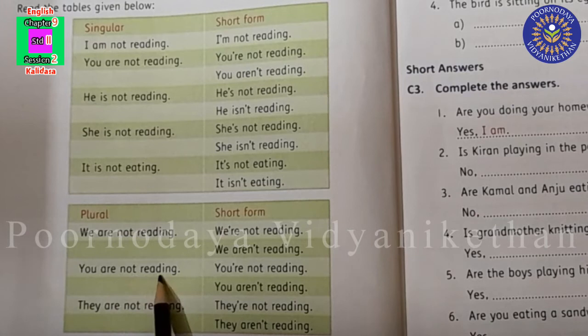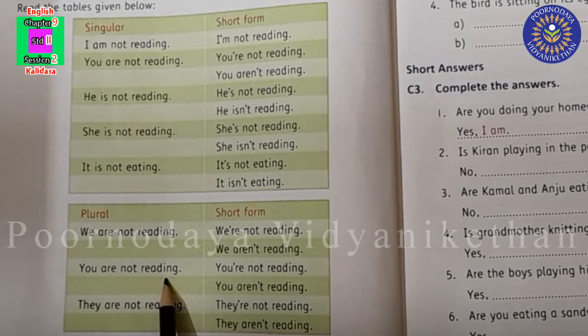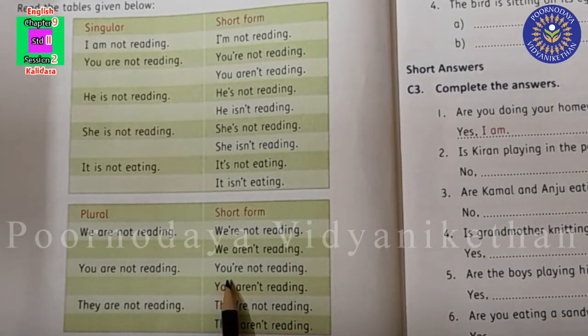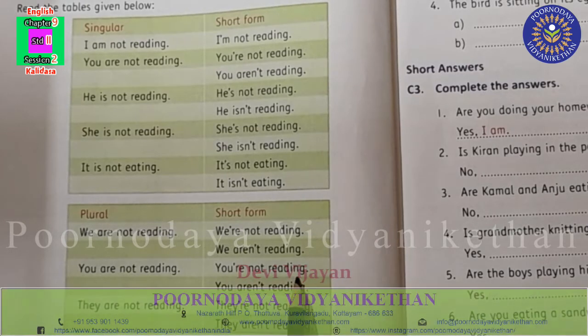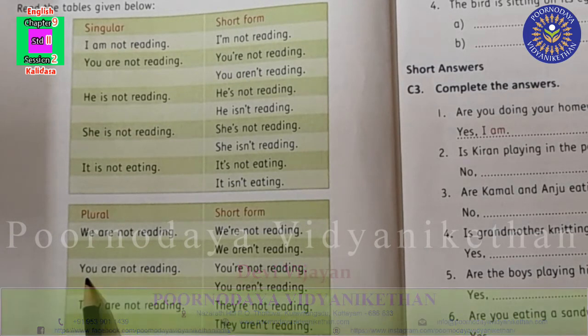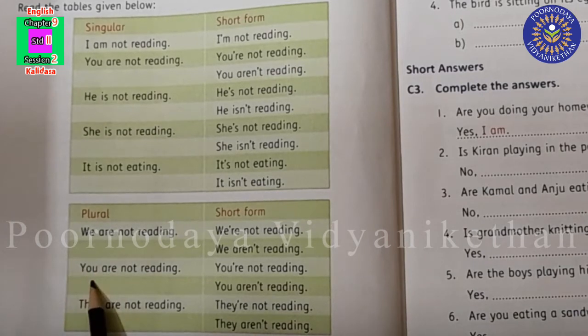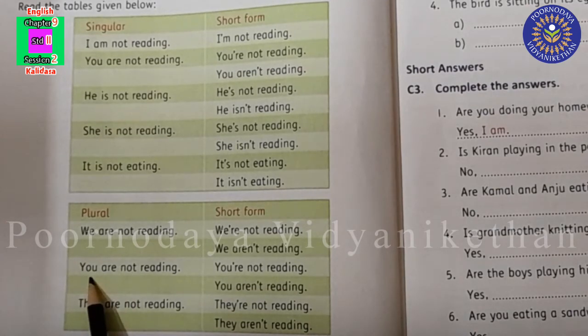See the next one. You are not reading. This is a plural form. And how can we write it in short form? You're not reading. Or you aren't reading. So, you is same in singular and in plural form, and their short forms are also same. Did you understand, children? That means you is same both in singular and in plural forms.